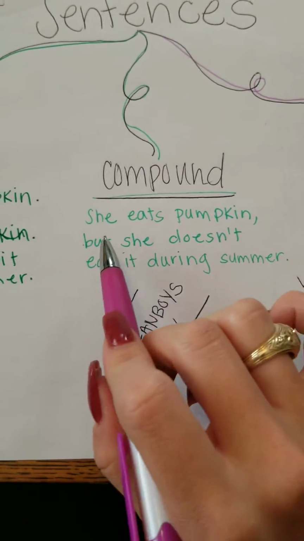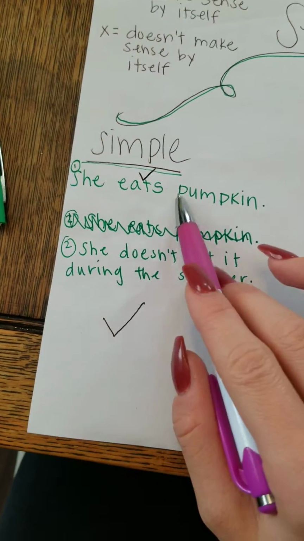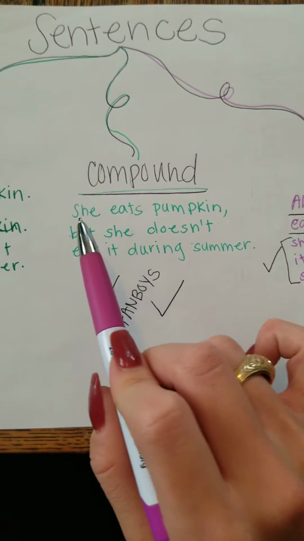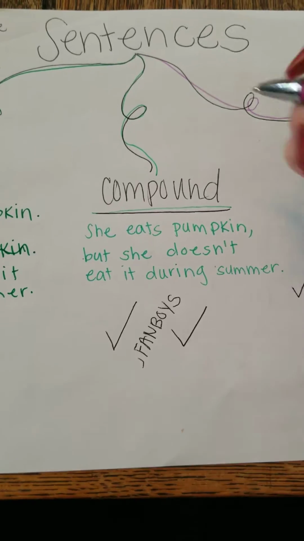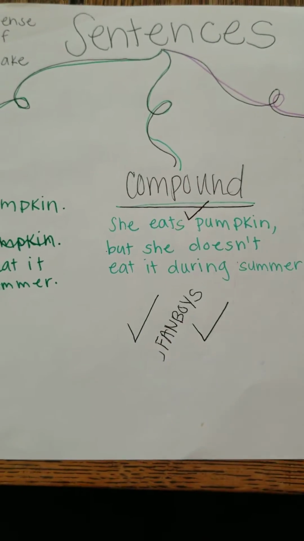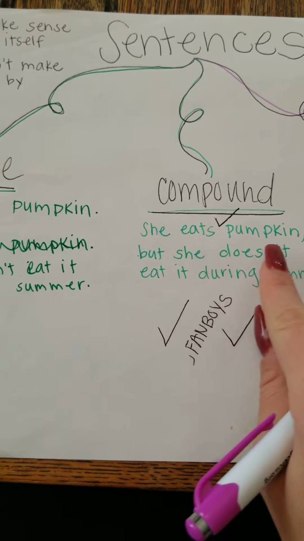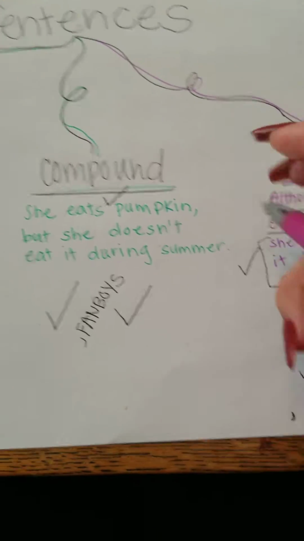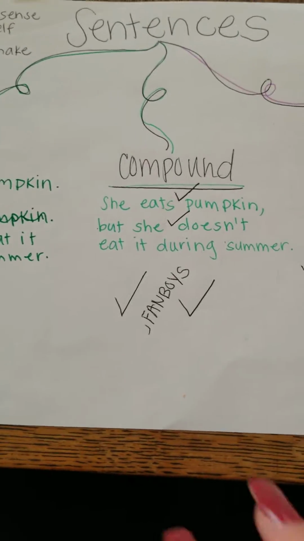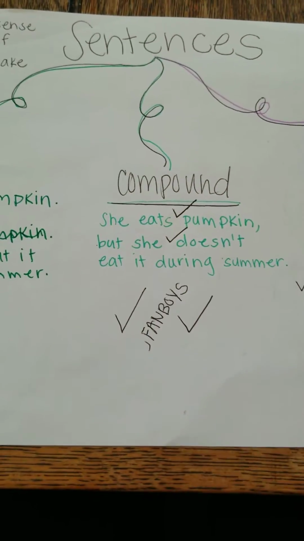So here we have she eats pumpkin. I'm using these same two simple sentences over here, and I'm combining them to make one sentence. She eats pumpkin. Remember, we decided that that was a check sentence, so I'm going to put a check here. And then the second sentence is she doesn't eat it during the summer. That's also another check sentence. They make sense on their own. So I'm going to glue them together with really, really good glue.